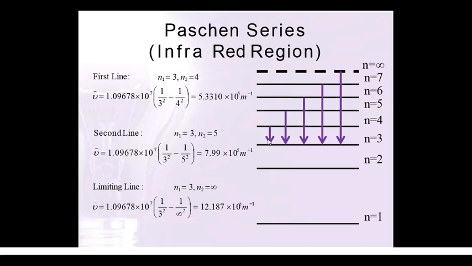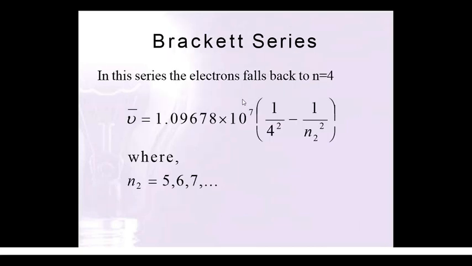So whenever a transition is made, we can see a line in the hydrogen spectrum. Whenever from n equal to 4 to n equal to 3, an emission is made. The emission spectrum consists of a spectral line, and that spectral line has the wave number 5.33 into 10 raised to 5 meter inverse. Now, the Brackett series is the line series in the spectrum which occurs by the electron coming back to n is equal to 4th state from higher energy state.